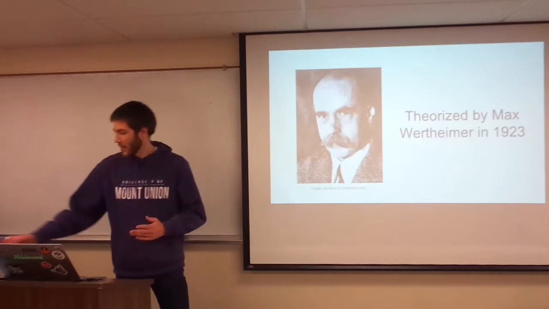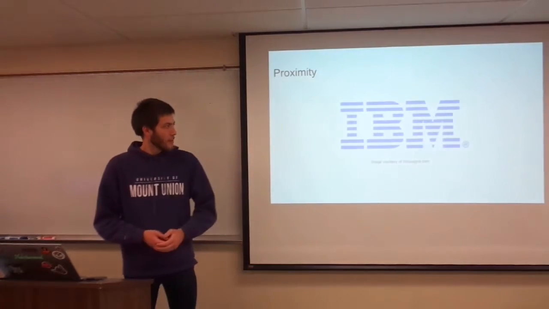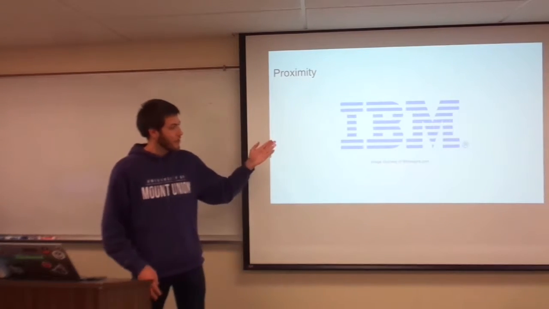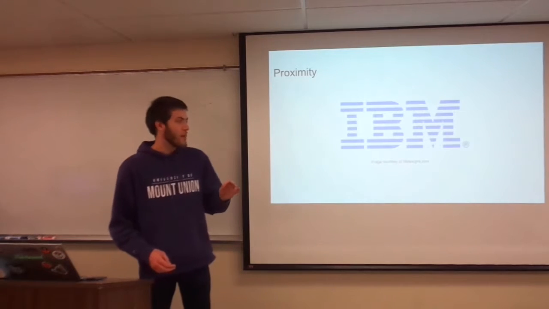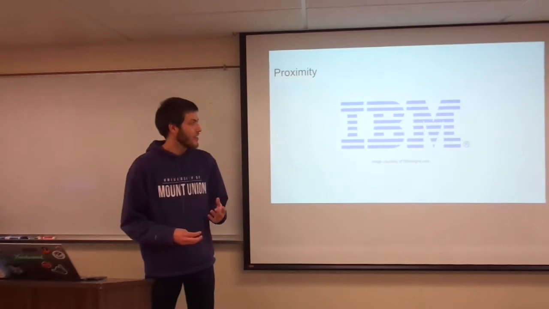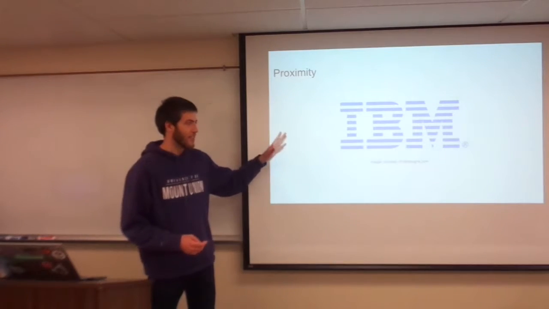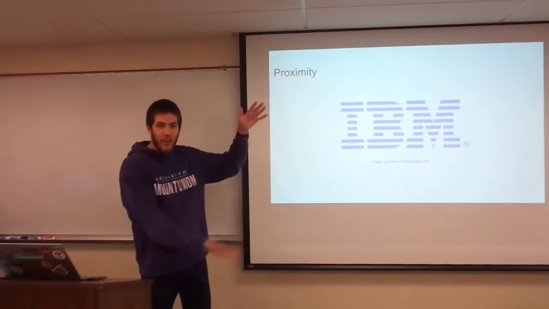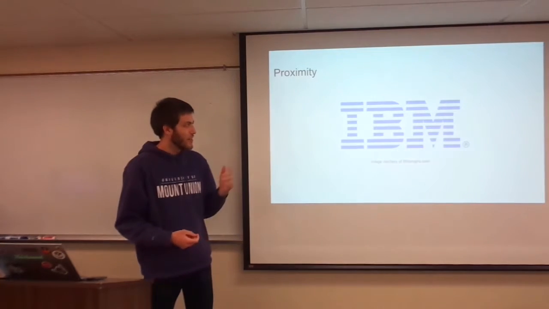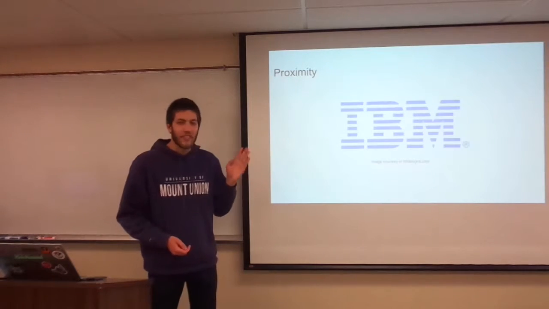So, I have some examples for you today of each of them. We're going to start with proximity. Here we have the famous IBM logo, and you can see that it's made up of a bunch of blue bars that are varying in both size and shape. If you had all of these bars spread out, it wouldn't make sense that it's the IBM logo, but with their proximity to each other in the places that they're set, it forms the letters IBM.